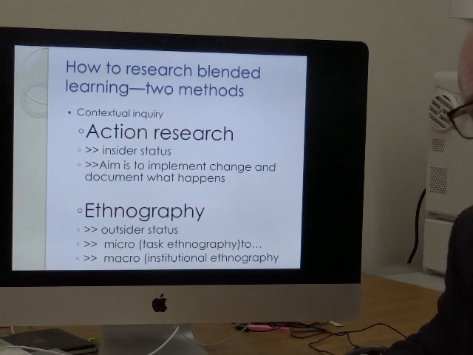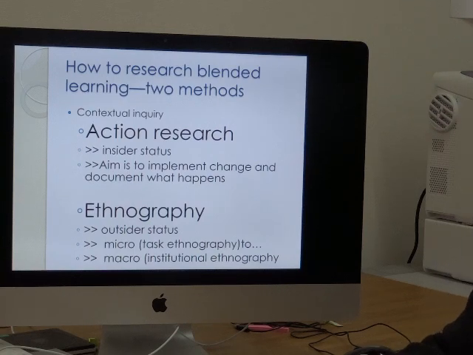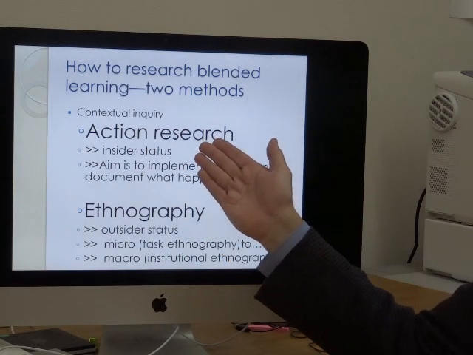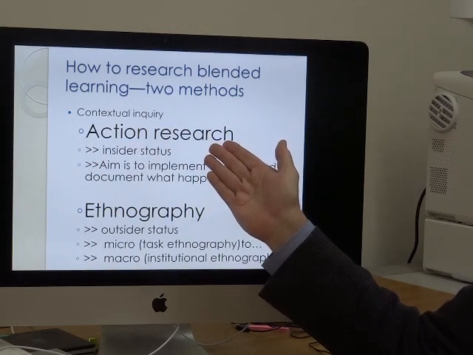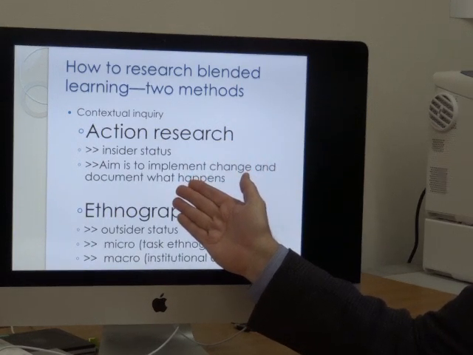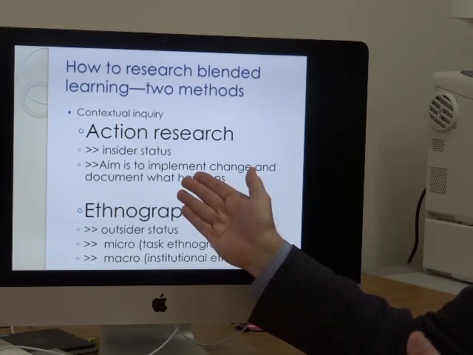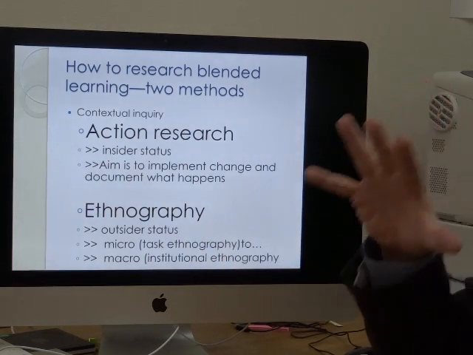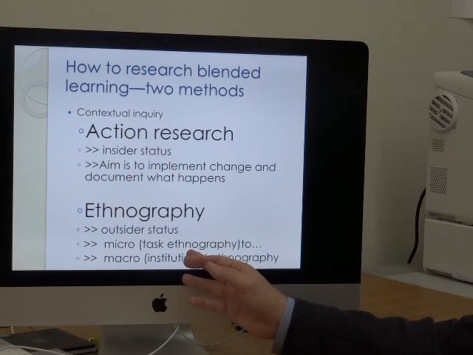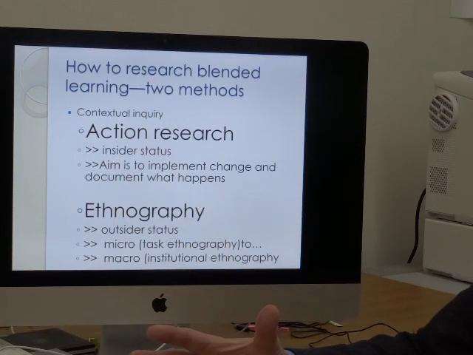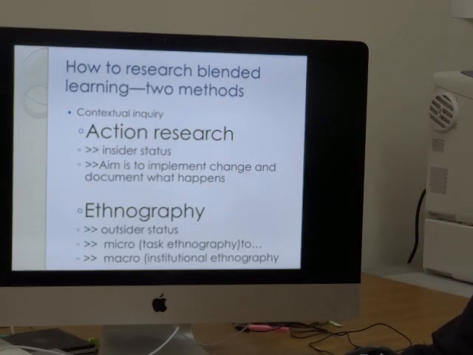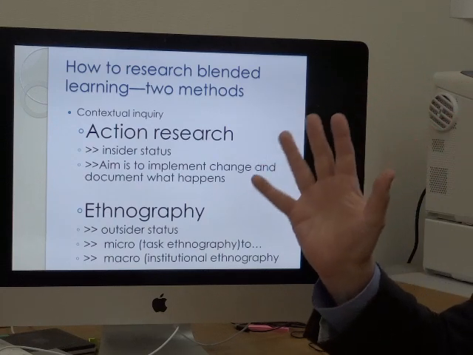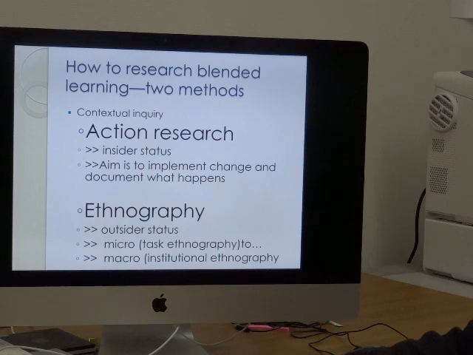What are some types of contextual inquiry? Well, there's action research and there's ethnography. These are two types. Action research is more insider. You're doing it. You are the person. And the aim is to implement change in the classroom, in the educational process, and document what's happened. Ethnography is more an outsider looking in. And it can be micro, which is look at a task being done, describe the ethnography of that task, or it can be macro, the whole institution, or meso, the classroom or the course structure.